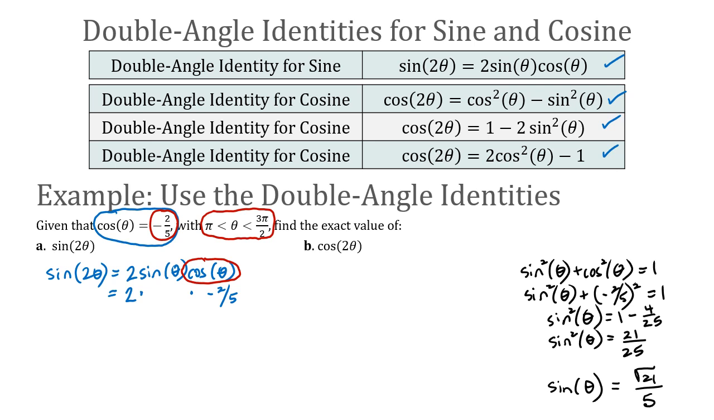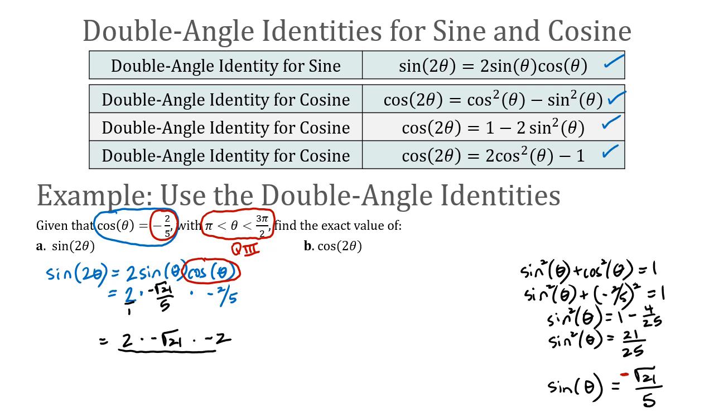Now, in the third quadrant, not only is my cosine negative, but my sine is also negative. So this square root of 21 over 5 needs to be negative, okay? So in the place of the sine of theta, I'm going to put in negative square root of 21 over 5. Okay, and so my final answer here is just going to be multiplying all that out. Up in my numerator, so this 2 is 2 over 1, isn't it? Up in my numerator, I've got 2, I'll just write this out for you, 2 times negative square root of 21 times negative 2.